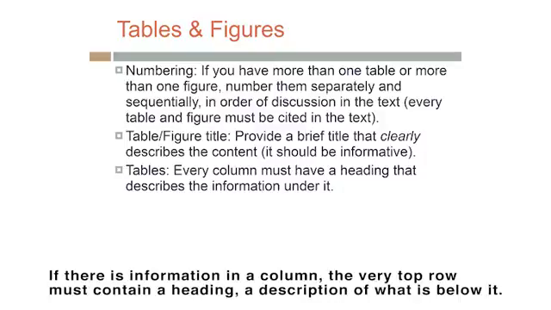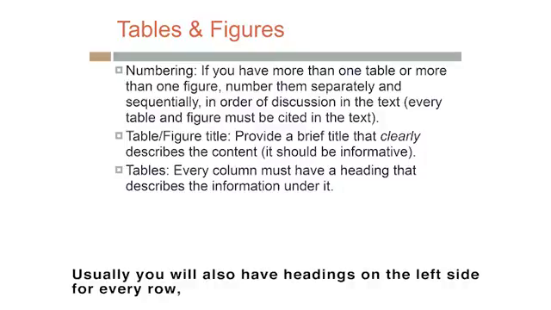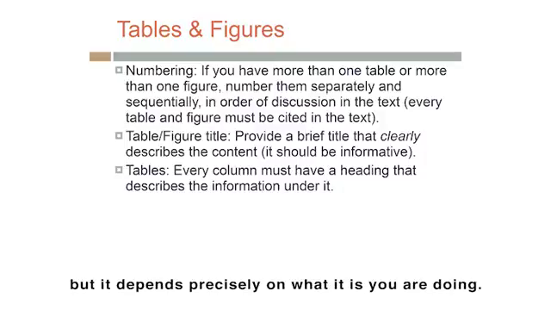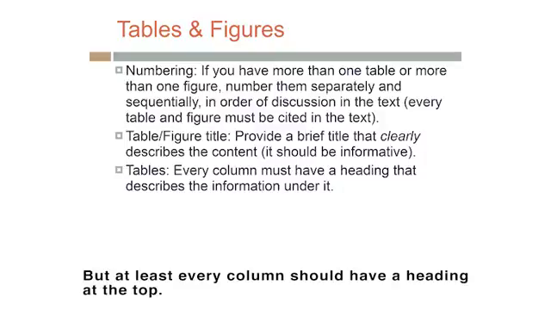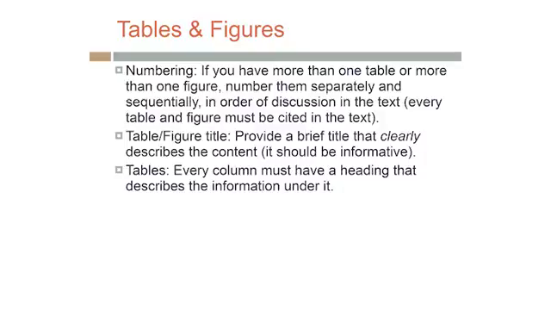So if there's information in a column, the very top row must contain a heading, a description of what's below it. Usually, you will also have headings on the left side for every row, but it depends precisely on what it is you're doing. But at least every column should have a heading at the top.